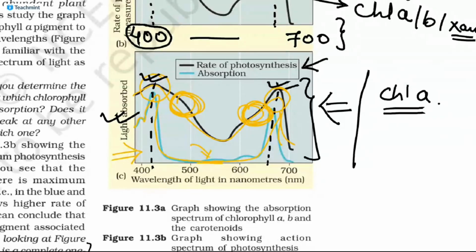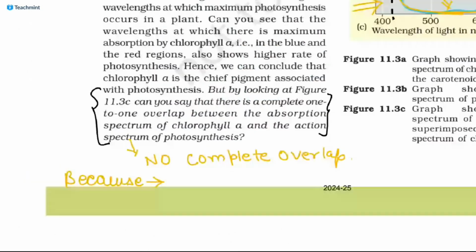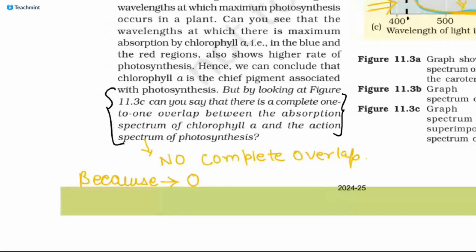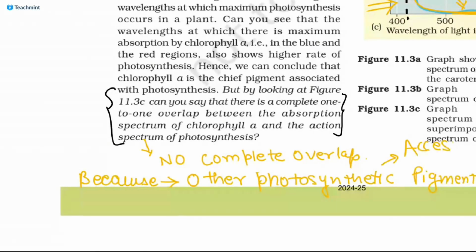Why is it so? The reason is other photosynthetic pigments, because there are other photosynthetic pigments. They also have a role. Other photosynthetic pigments like chlorophyll B and carotenoid also play some important role, right? And these are called accessory pigments.